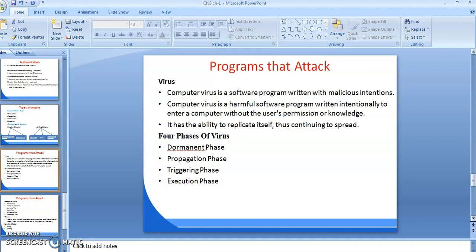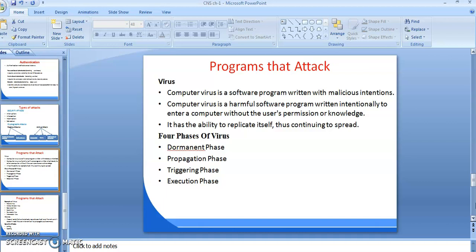So there are four phases of a virus during its lifespan or lifetime. One is the dormant phase, second is the propagation phase, third is the triggering phase, and fourth is the execution phase. That means these are the four phases through which a virus spends its life. Again, to repeat: dormant phase, propagation phase, triggering phase, and the execution phase.